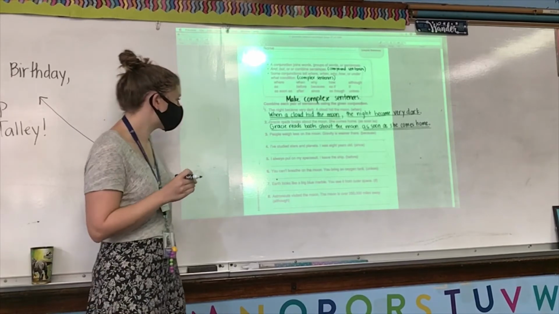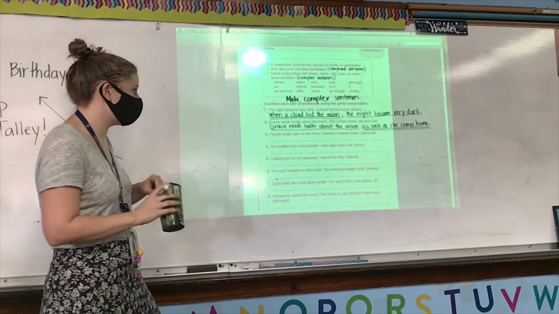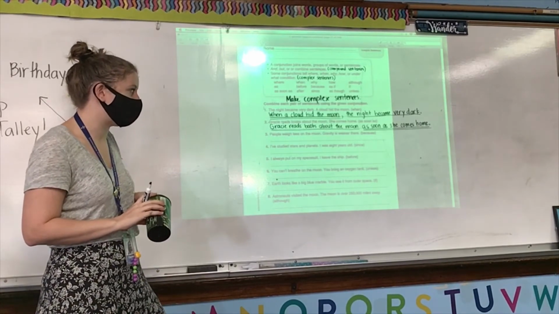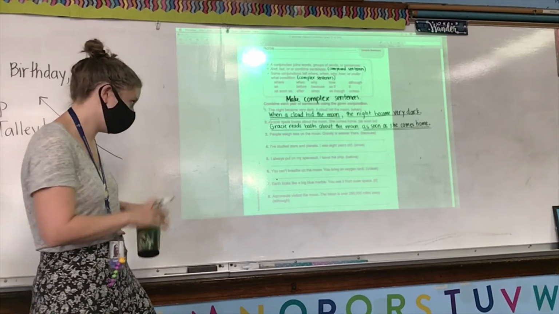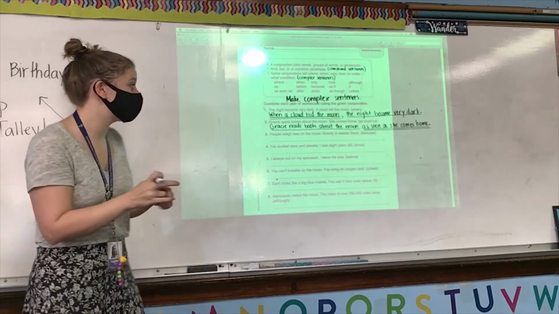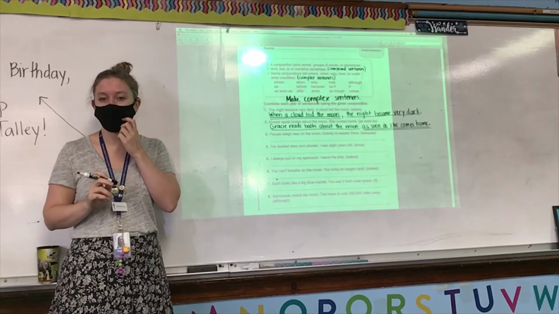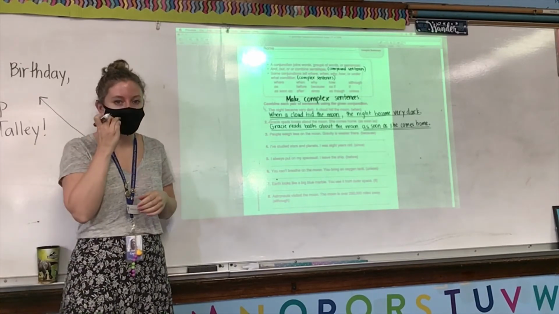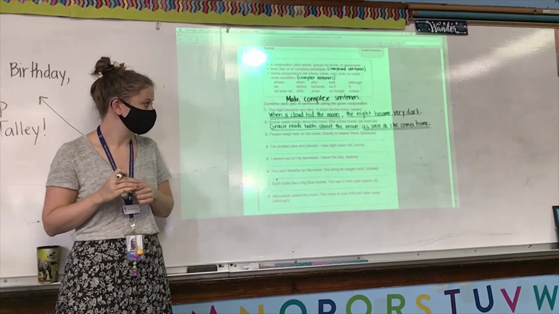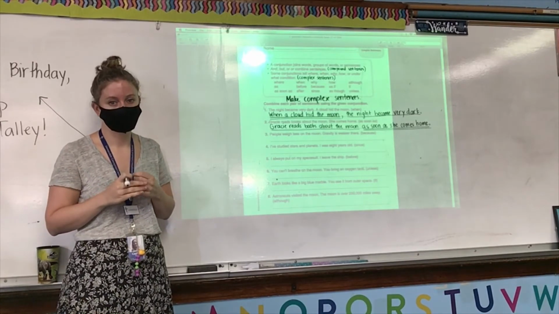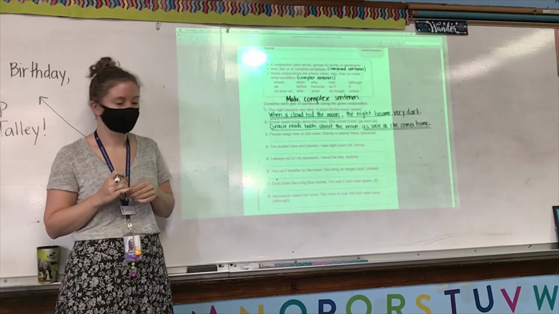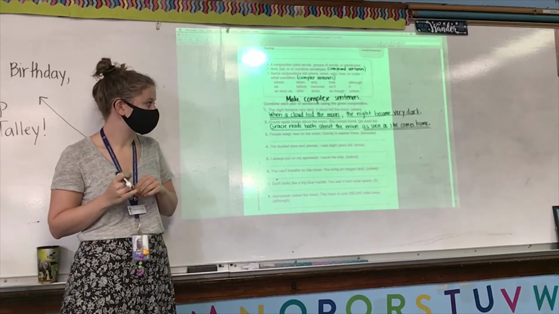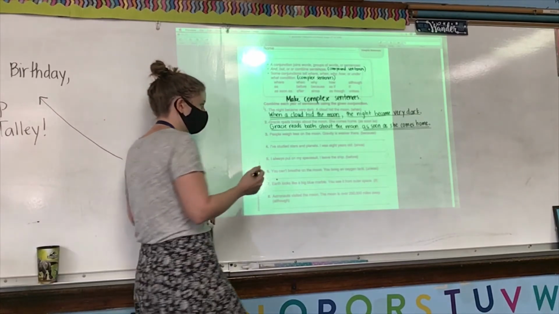Number 3, people weigh less on the moon. Gravity is weaker there, and we need to use because. Who thinks that they can combine these sentences into a complex sentence? Smith. People weigh less on the moon because gravity is weaker there. Good.